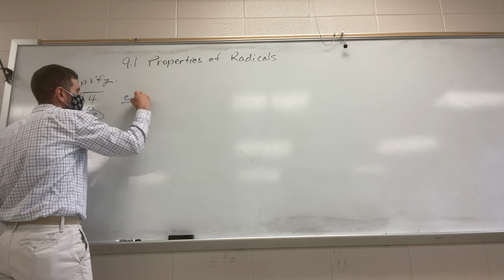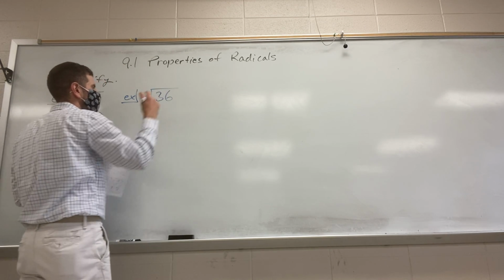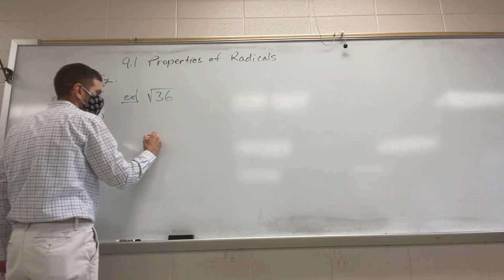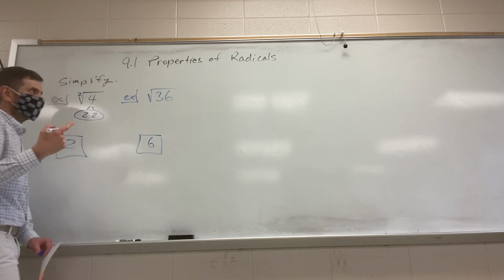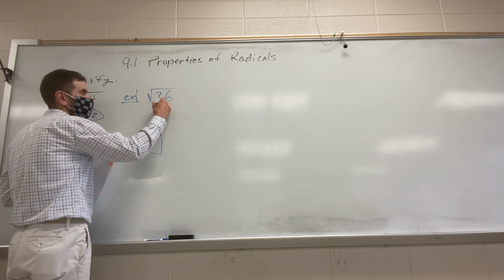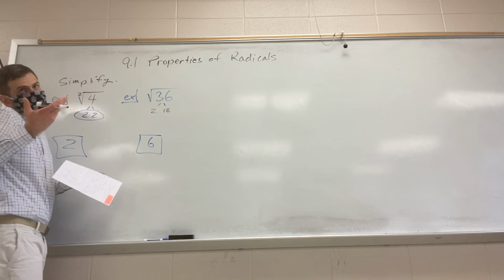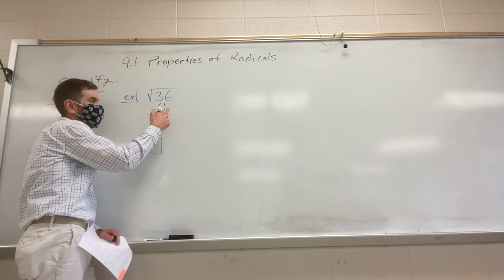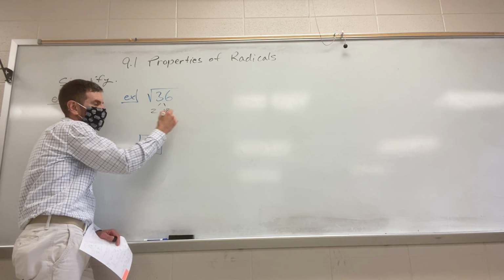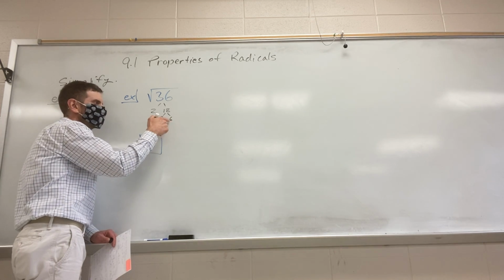So what about square root of 36? Is that a perfect square? Yeah, it's 6. But if you didn't realize that, you might say, oh, 36 is 2 times 18. But what is 18? 3 times 6. Do I have any pairs yet? No. But what's 6? 2 times 3.